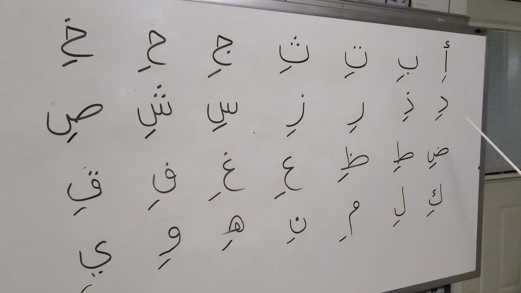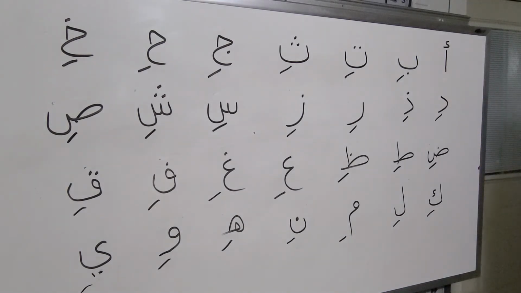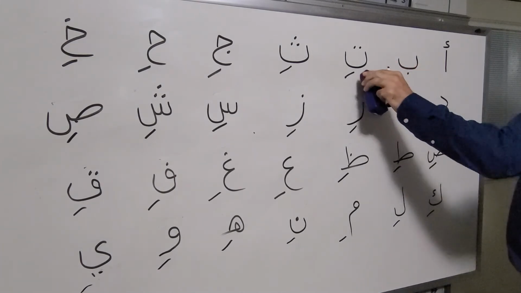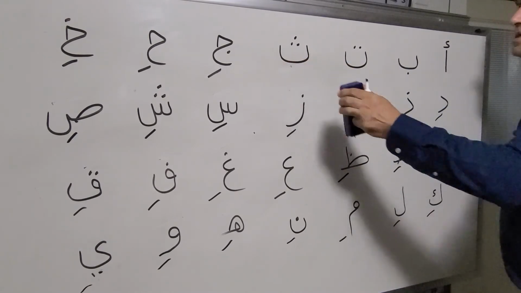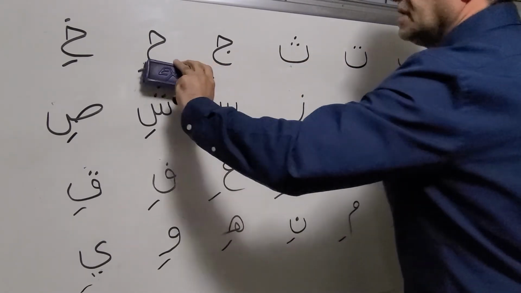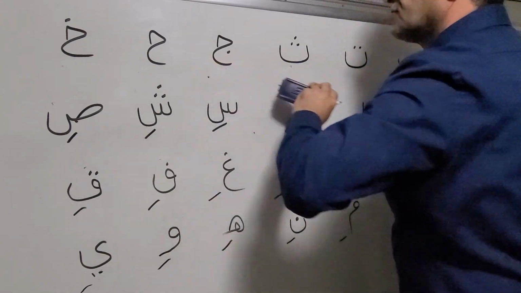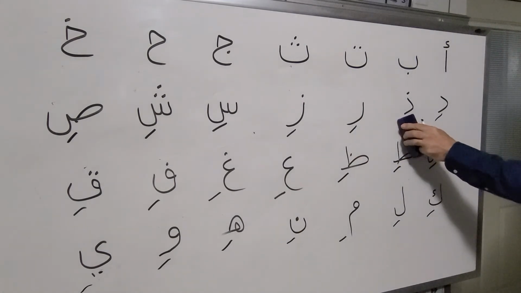And the other vowel we have is called dhamma. Dhamma is short o. So the short o will be above the letter. So we have to erase the kasra now. So inshallah I will put dhamma, be with me. So we will put dhamma over it. Short o. It's like a comma.